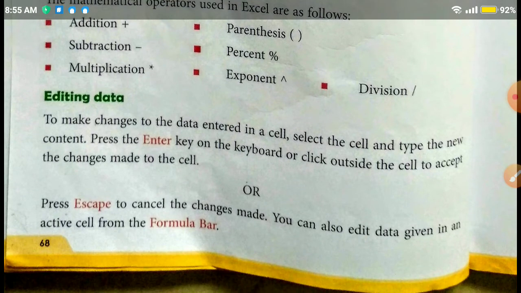Editing data. Editing means how to make changes in our data. To make changes to the data entered in a cell, select the cell and type the new content. Press the Enter key on the keyboard or click outside the cell to accept the changes made to the cell. Or press Escape to cancel the changes made by you. You can also edit data in an active cell from the formula bar, which is at the top.